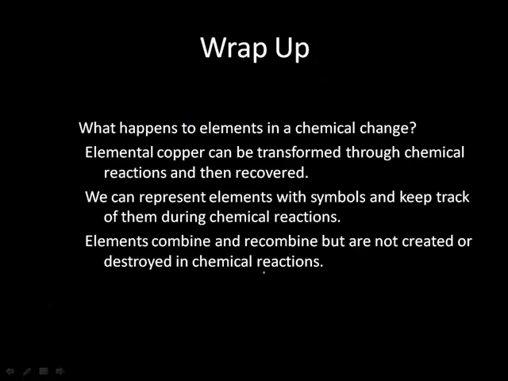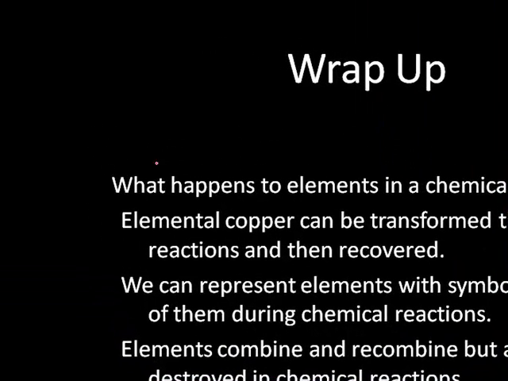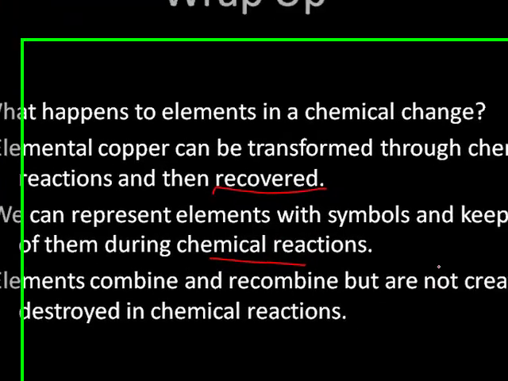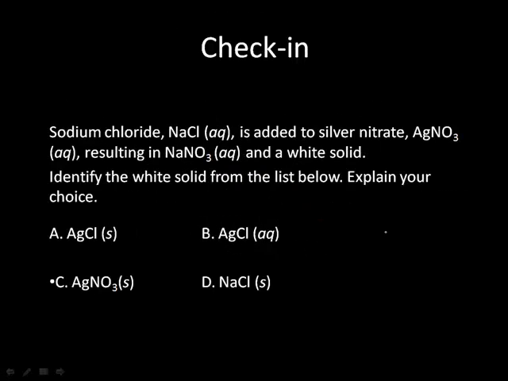To wrap up what we know about elements, what happens to elements in a chemical change? First of all, elemental copper can be transformed through chemical reactions, then recovered. We can represent elements with symbols and keep track of them during chemical reactions by symbols and compounds with symbols. Elements combine or recombine but are not created or destroyed in chemical reactions.